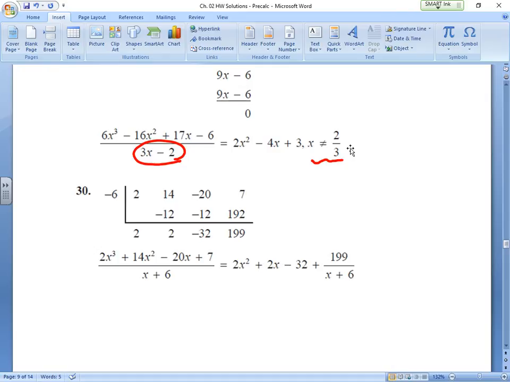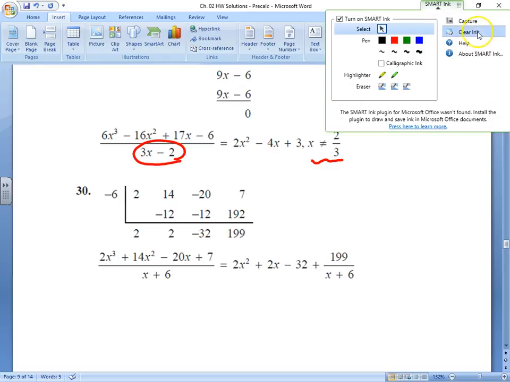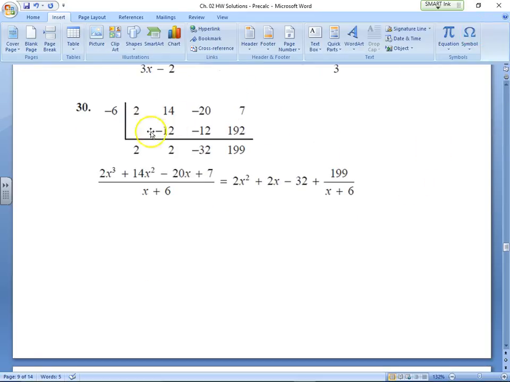Number 30, synthetic division. They don't show it as nicely as I do. I like my box better than their thing, but whatever. Either way, the -6 went in the box, final answer, you see it. Did it go in evenly? It had a remainder of, and how do we properly write it? As a fraction, yeah.